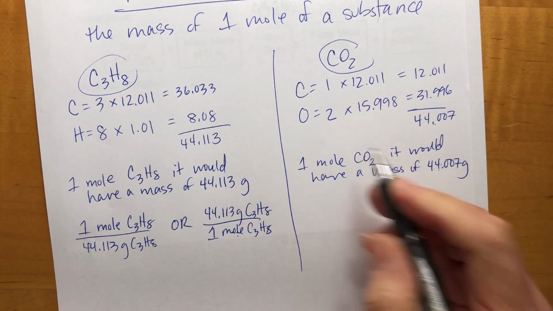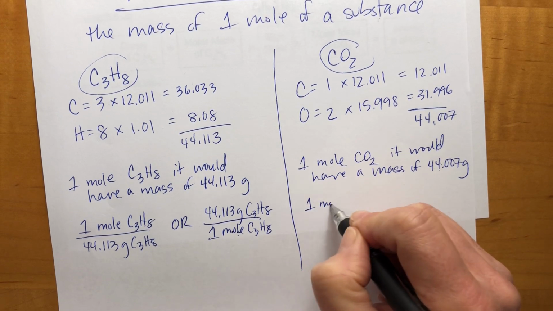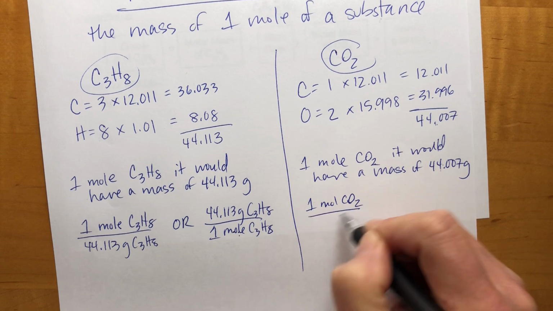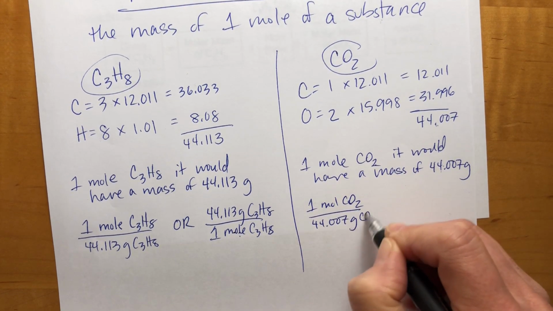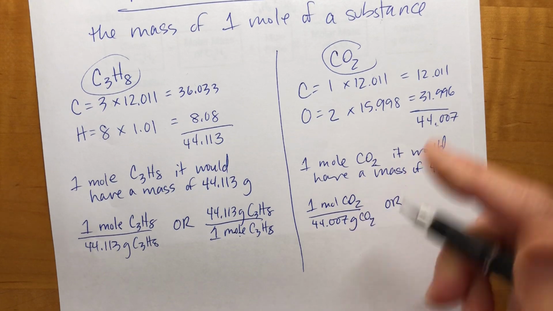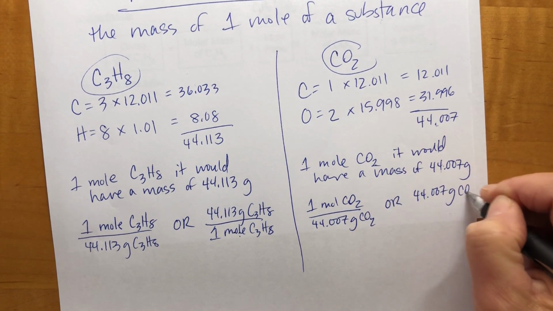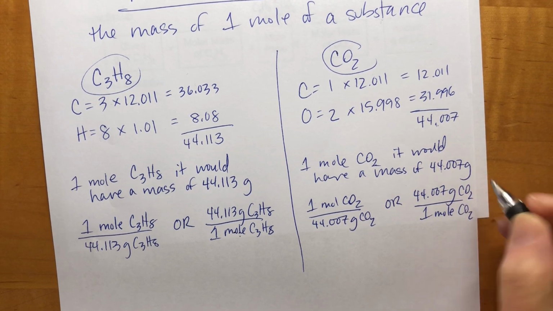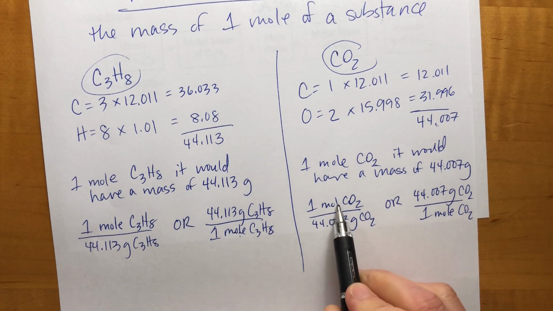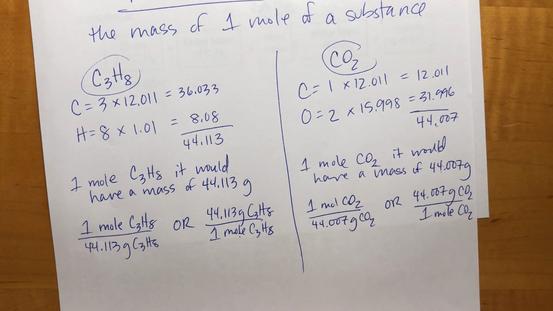Because of that equality, we can set up 2 different conversion factors. A mole of carbon dioxide has a mass of 44.007 grams, or flip it, it's the same thing, 44.007 grams of CO2 is the same as a mole of CO2. Notice, by the way, I didn't write the E here because that's the abbreviation for a mole. Not much of an abbreviation.